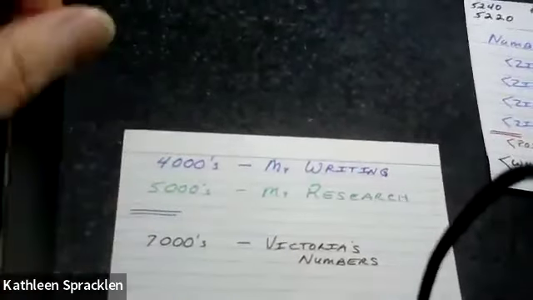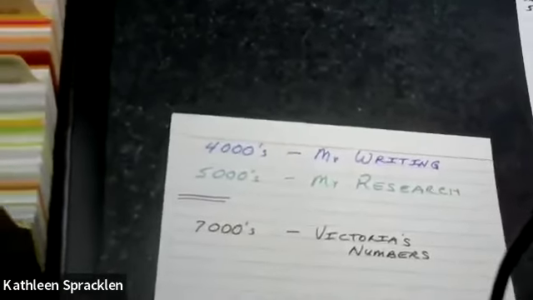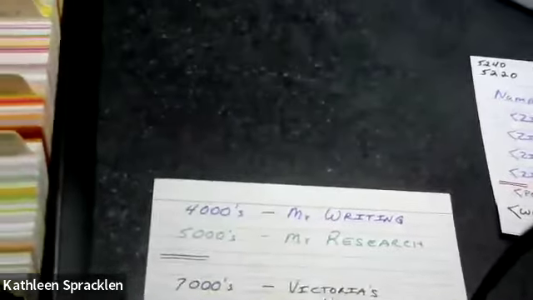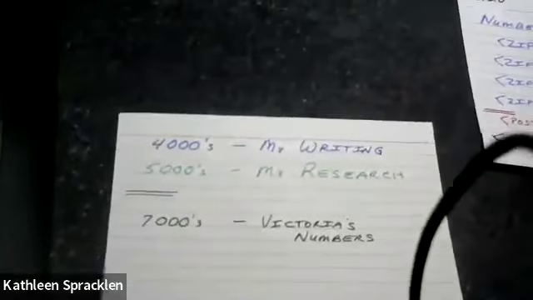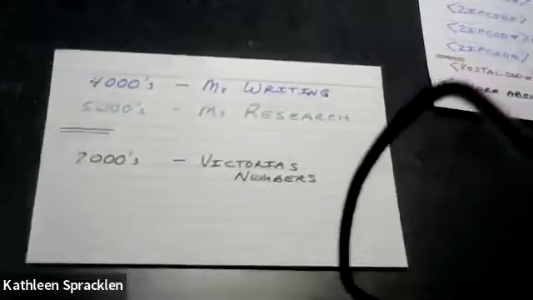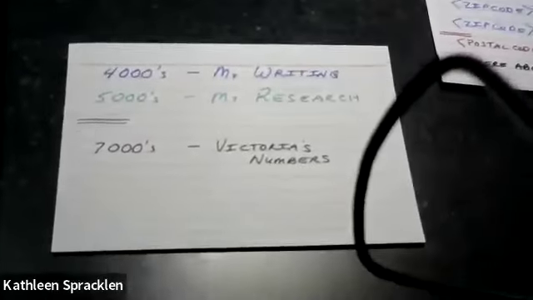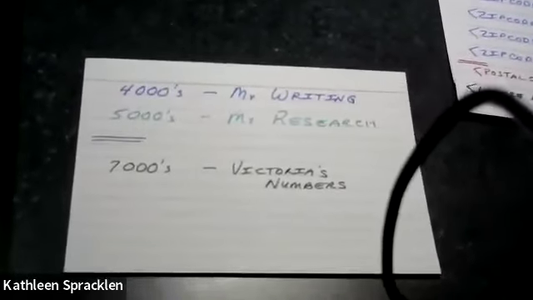I tend to put my research in the 5,000s. We'll talk about that much later, not in this unit at all, but in a future unit we'll be talking about doing research. My research tends to go into the 5,000s. I see a lot of numbers in the 7,000s for Victoria, but I will leave that up to her as she has promised to explain that tomorrow.